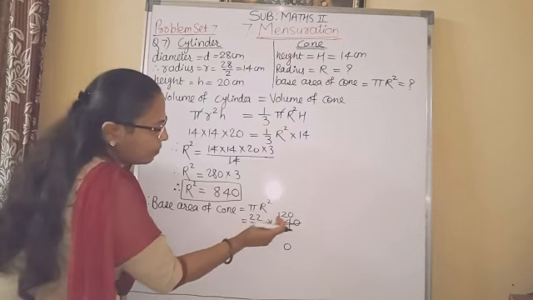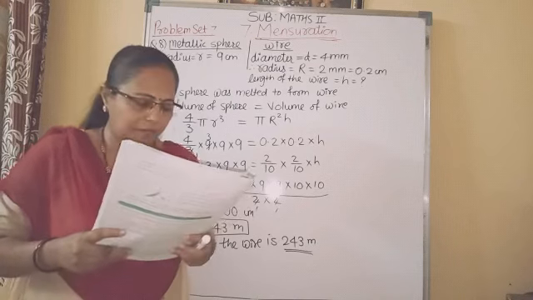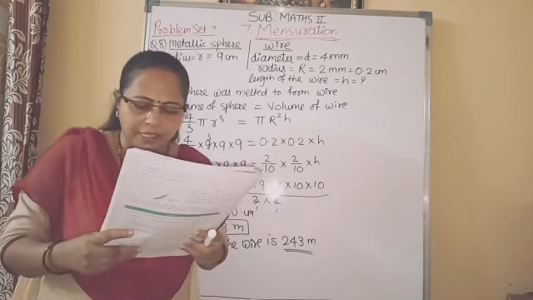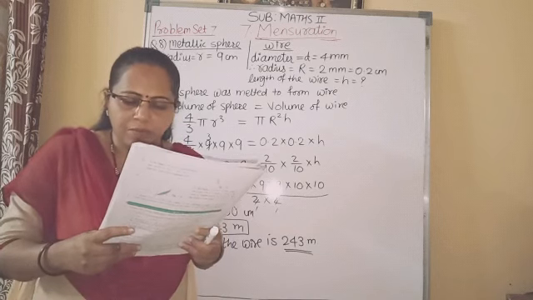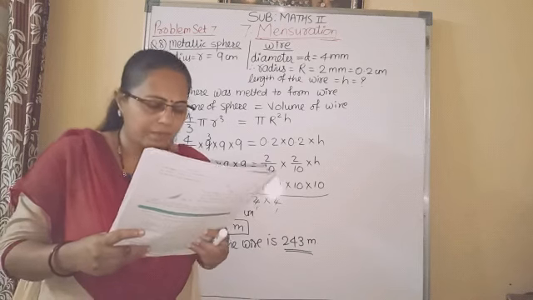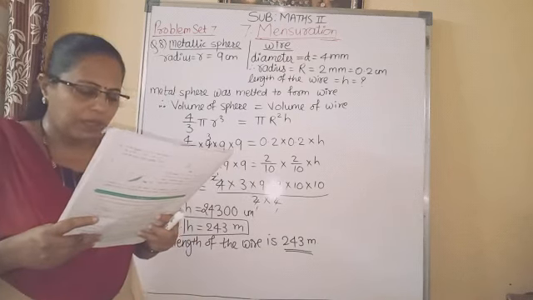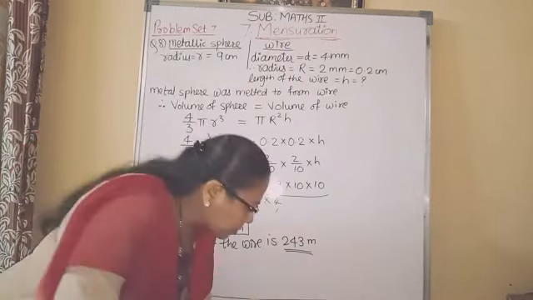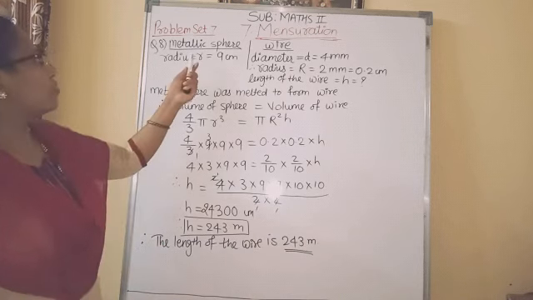Next, question number 8 from problem set 7. The radius of a metallic sphere is 9 centimeter. It was melted to make a wire of diameter 4 millimeter. Find the length of the wire. A metallic sphere with radius 9 centimeter is given and it was melted and a wire is formed. The wire is the shape of a cylinder. Okay, so we have here two shapes.